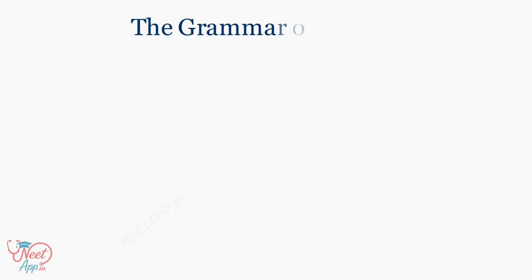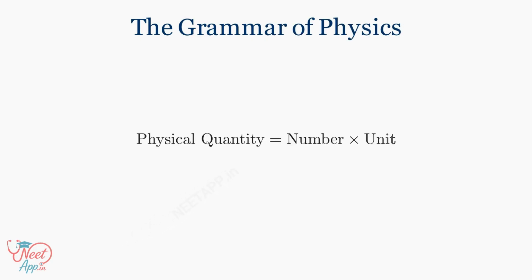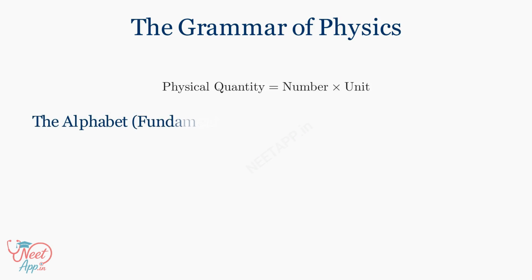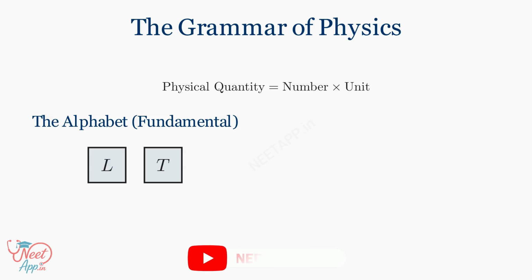Welcome to the very foundation of physics. Before we can measure the universe, we have to agree on the rules of measurement. Every physical quantity is a number accompanied by a unit. Think of it like a language. We have our alphabet, which we call fundamental quantities. These are basic independent building blocks like length, mass, and time.